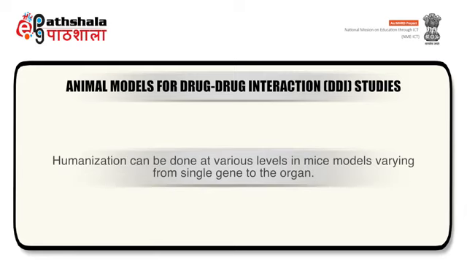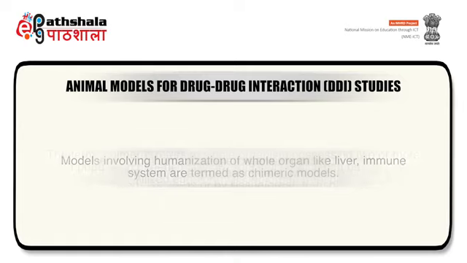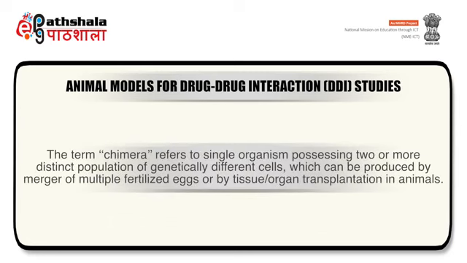The humanization can be done at various levels in mice models, varying from a single gene to an organ. Models involving humanization of a whole organ like the liver or immune system are termed chimeric models. The term chimera refers to a single organism possessing two or more distinct populations of genetically different cells, which can be produced by merger of multiple fertilized eggs or by tissue or organ transplantation in animals.